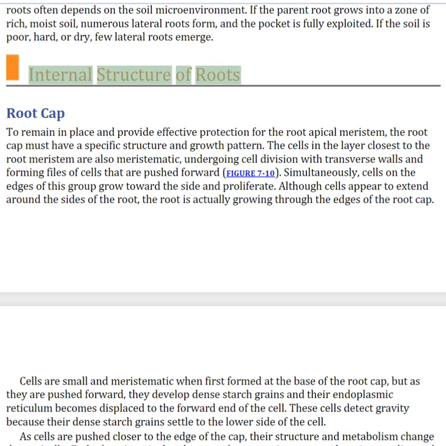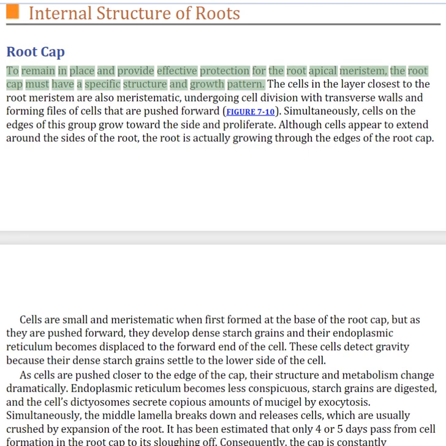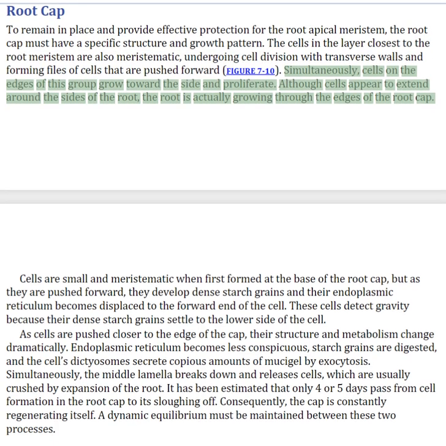Internal structure of roots. Root cap. To remain in place and provide effective protection for the root apical meristem, the root cap must have a specific structure and growth pattern. The cells in the layer closest to the root meristem are also meristematic, undergoing cell division with transverse walls and forming files of cells that are pushed forward. Simultaneously, cells on the edges of this group grow toward the side and proliferate.